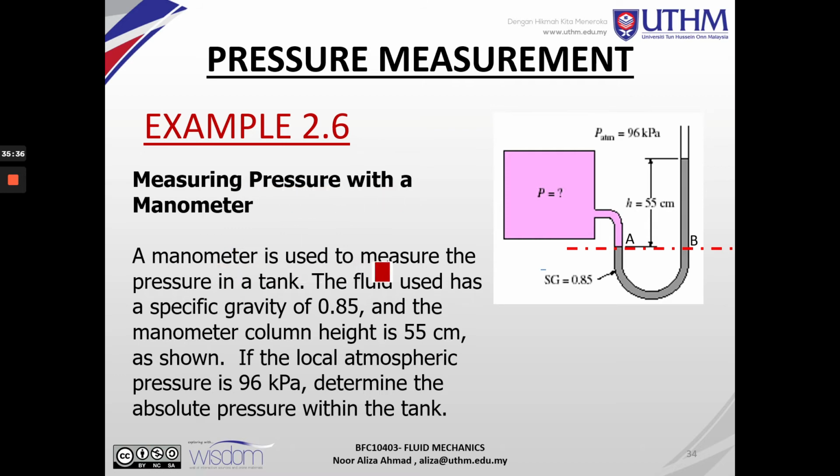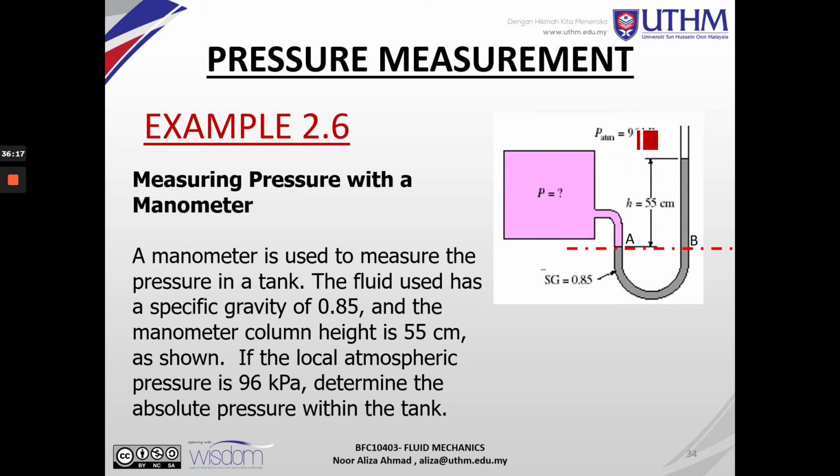Okay, so look at the pressure measurement in example 2.6, measuring pressure with a manometer. A manometer is used to measure the pressure in the tank. The fluid used has a specific gravity of 0.85 and the manometer column height is 55 cm as shown here. If the local atmospheric pressure is 96 kilopascal, determine the absolute pressure in the tank. We want to find the pressure in this tank. We know that the SG of this fluid is 0.85. Find the pressure at A and the pressure at B to get the pressure inside this tank.